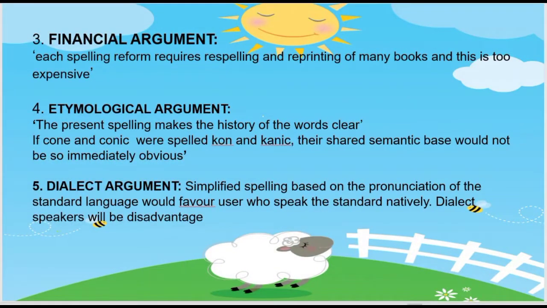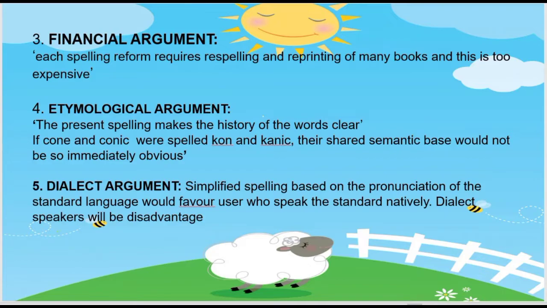Here we have number 3, the financial argument. Spelling reform requires respelling and reprinting of many books, and this is too expensive. So when we say financial, it requires respelling and reprinting. Second, we have the etymological argument: the present spelling makes the history of the words clear.